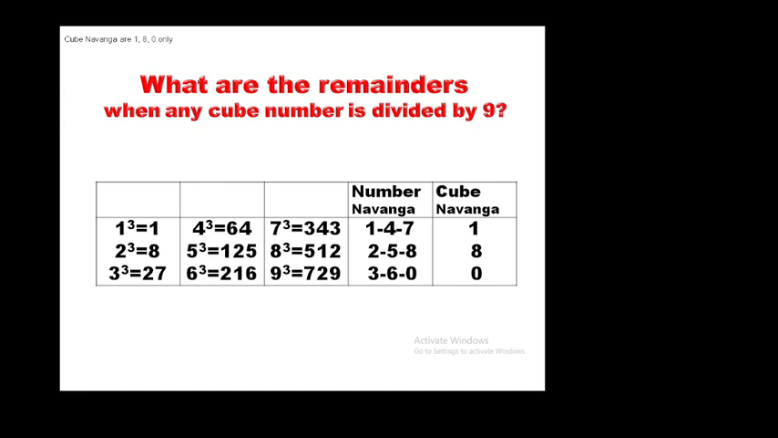You take 1 cube, 1 into 1 into 1. When you divide by 9, 1 is the remainder. Similarly, 2 cube is 8, and 8 is the remainder when you divide by 9. Similarly, 3 cube is 27. When you divide by 9, the remainder is 0, correct? Like that, 4 cube, 64, when you divide by 9, 63, correct? Balance 1. 5 cube, 125, divided by 9. What is the remainder?